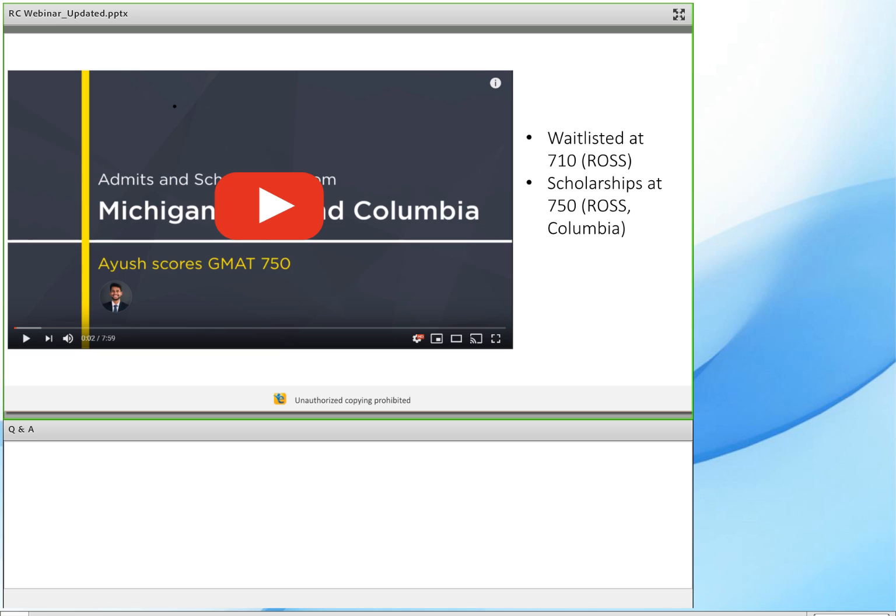Here's another example of a student who got a 710 and was waitlisted by Ross and Columbia. He reached out to the B school, and folks at Ross told him, hey, you need to increase your GMAT score. He didn't even apply again. Within a month or so, he increased his GMAT score to 750. The same schools that waitlisted him now gave him scholarships.